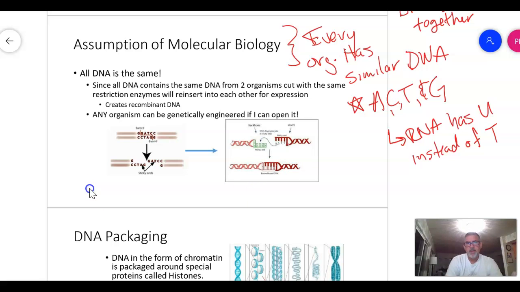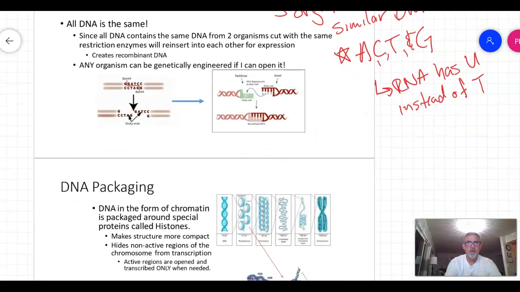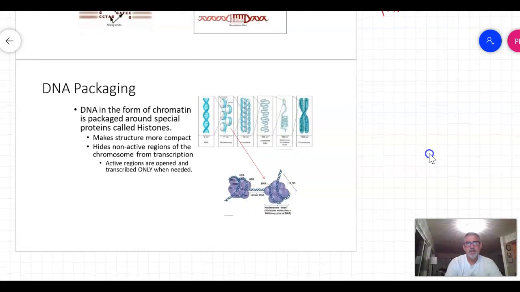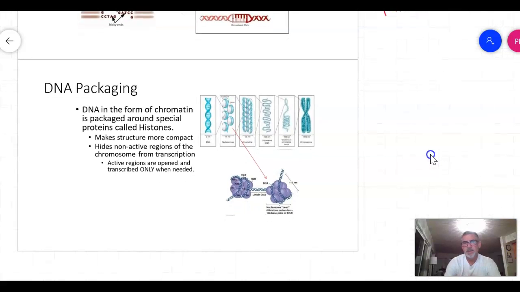And if we all have the same bases, then I can genetically engineer, right, and insert DNA from different species into each other because our DNA is all the same. We all have origins for replication. We all have promoter sites, right, where we're going to read DNA to make proteins. DNA packaging is similar in eukaryotes, a little dissimilar in prokaryotes, but it doesn't matter.